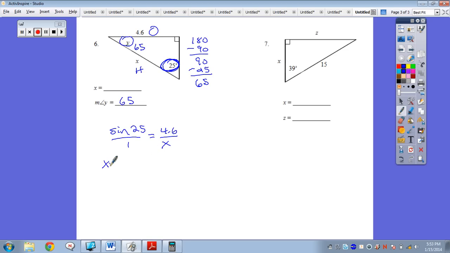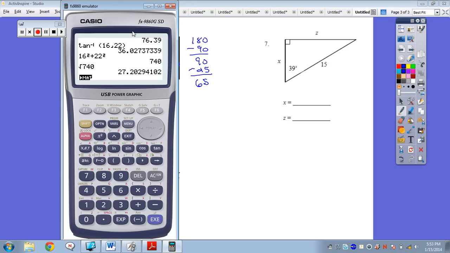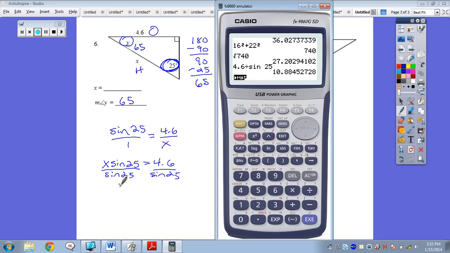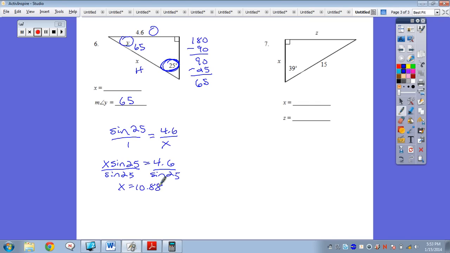In a proportion, you cross multiply. So it's sine of 25 times x is equal to 1 times 4.6. Since you're solving for x, you want to get x by itself, so you're going to divide both sides by sine of 25. So in the calculator, you're going to take 4.6, divide sine of 25, and you get x is equal to 10.88. So that is the length of your hypotenuse.